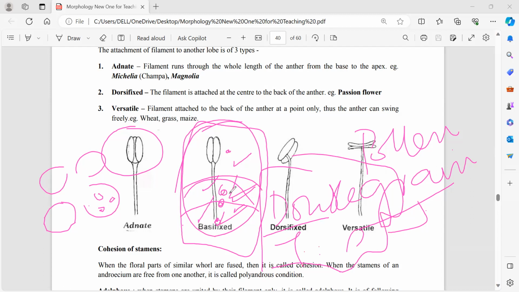One male gamete fuses with the egg, and that is called syngamy, true fertilization, and with the result a zygote is formed. The second male gamete fuses with the central cell to form the primary endosperm cell. That endosperm cell later on forms the endosperm, and that endosperm is the nutritive tissue of the developing seed.